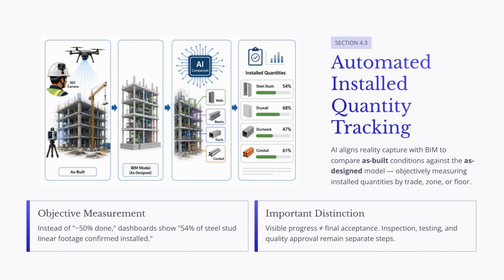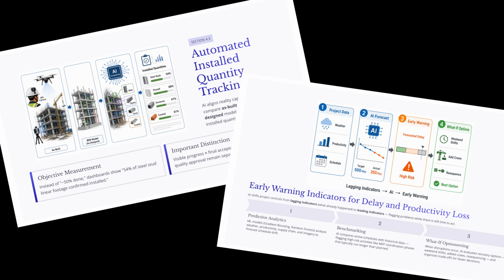However, there is an important distinction. Visible progress is not the same as final acceptance. A component may appear to be installed, but it may still need inspection, testing, commissioning, documentation, or quality approval. So, progress tracking answers one question: how much work appears to be installed? Quality inspection answers another question: is the work correct, compliant, and ready for acceptance? AI can support both processes, but they should not be treated as the same thing.